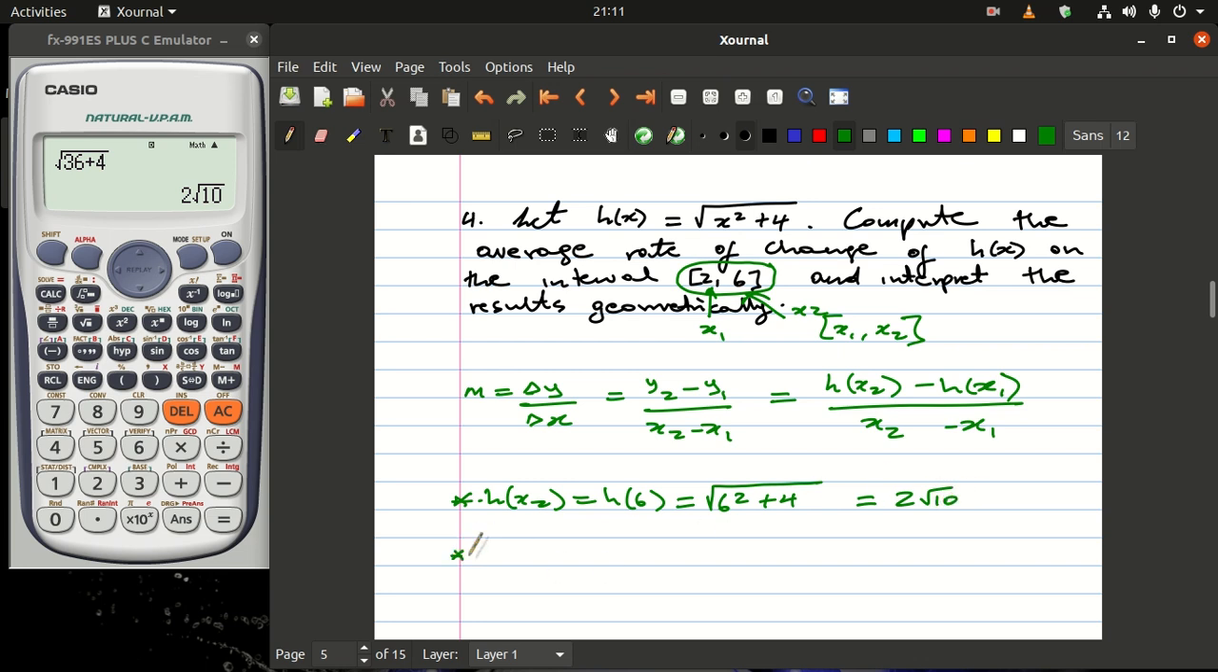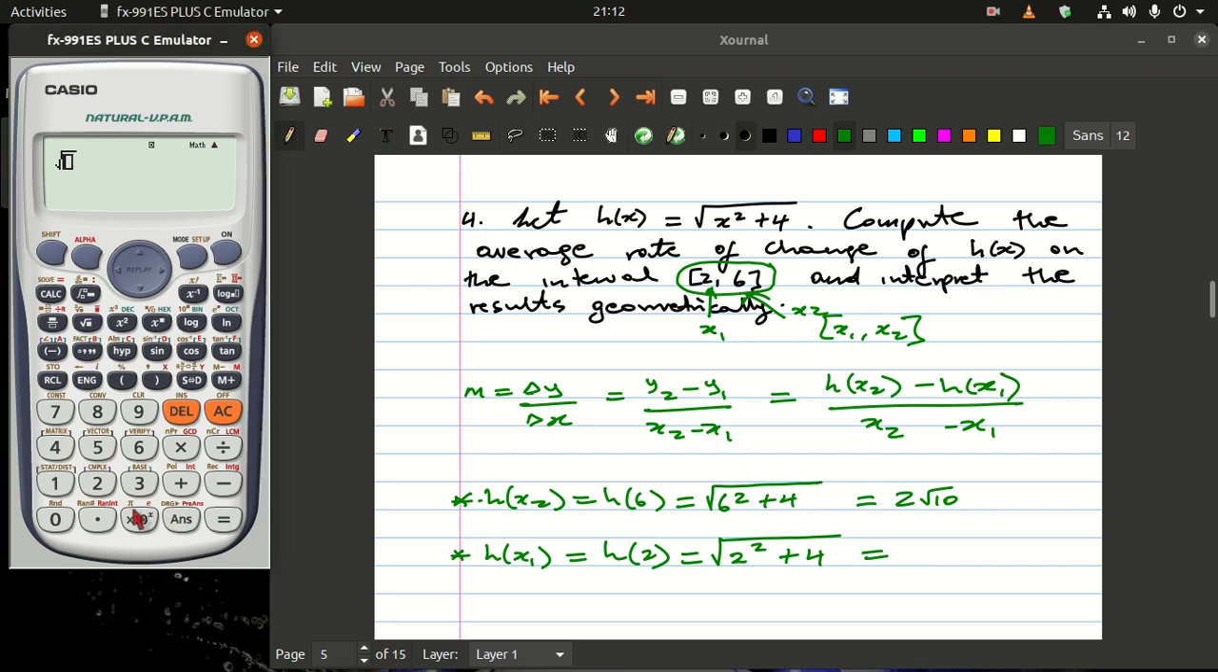And then if we are looking at h of x1, you will find out that we have h of 2, because we're starting at 2, so x1 is 2. Instead of x I'm going to plug in a 2, so I'll have the square root of 2 squared plus 4, which is equal to, there is a calculator there, you're going to have 2 squared and then plus 4, so this is going to be 2 root 2.